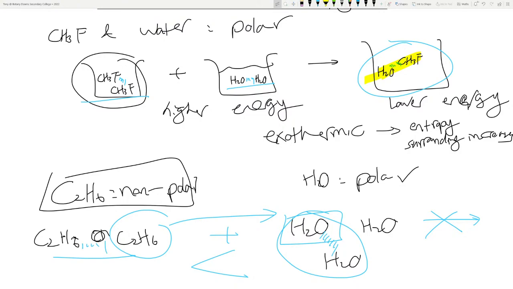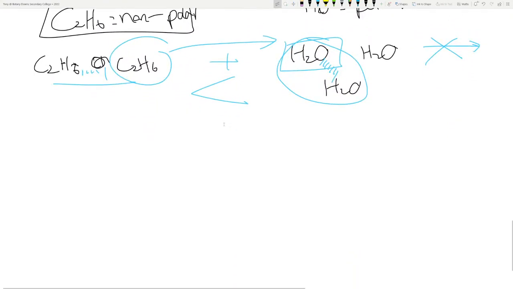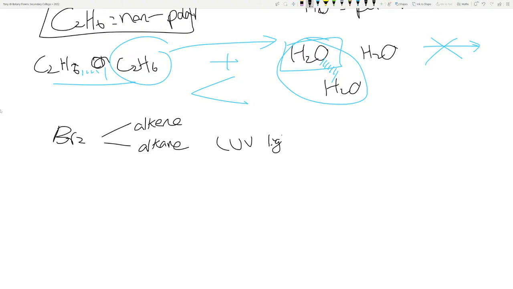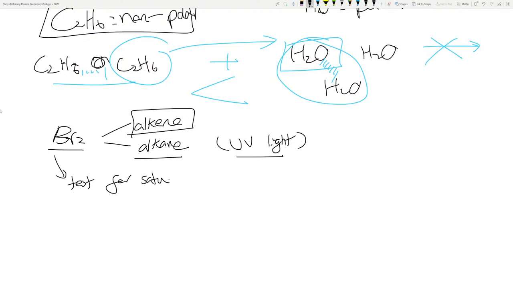Next one, can you explain the chemical tests that we do to distinguish organic molecules? There are quite a few here. I'll just speed run them. So the easiest one is bromine water. Bromine water lets you distinguish alkenes and alkanes. For alkanes, you also need UV light, and this is a slower reaction. So with alkene, your bromine water goes from orange to colorless straight away. With alkane, it goes from orange to colorless in a few minutes with UV light. This is what we normally call a test for saturation. Okay, so it's testing for double bond, test for saturation.